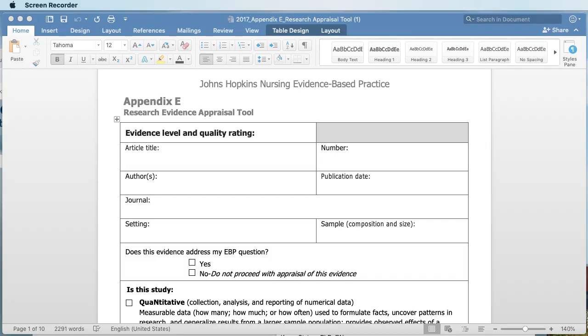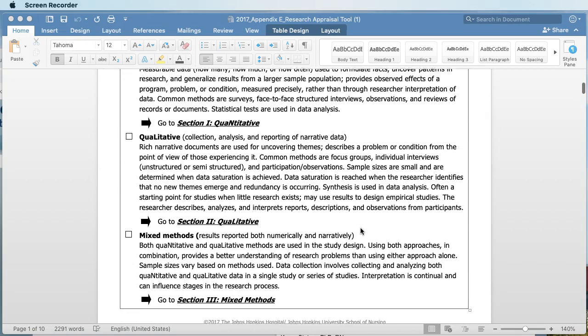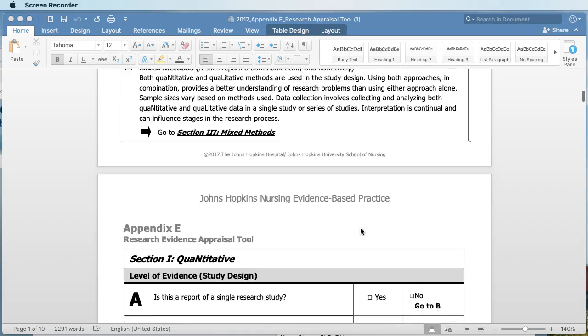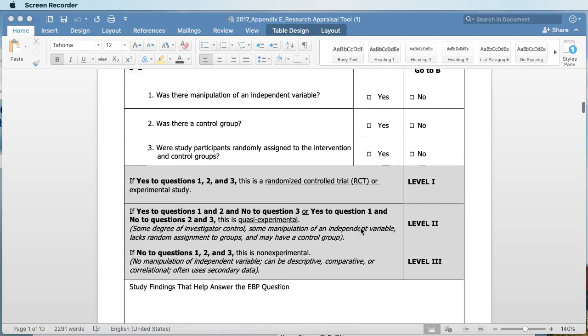I'm going to be reviewing the Hopkins Appendix E Research Evidence Appraisal Tool. This is a 10-page document, and so this might be a longer recording. I will point out that you do not use every single page of this document.